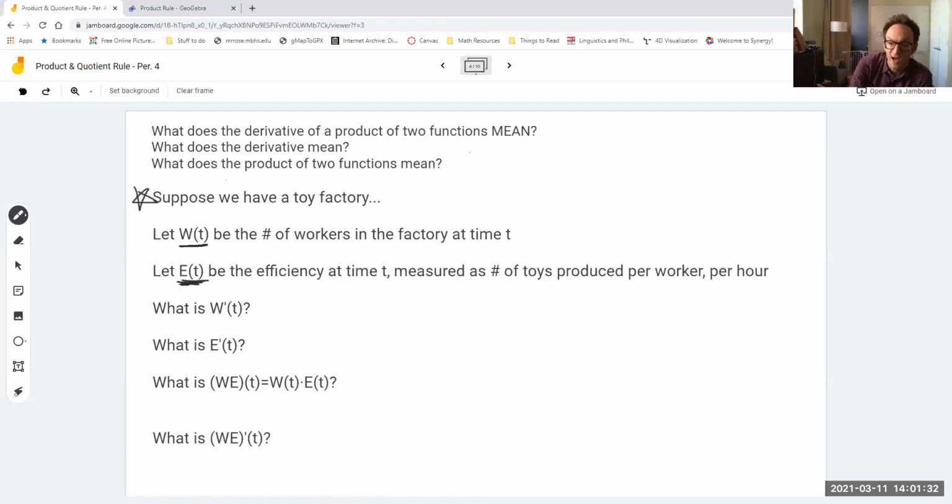Okay, well now we get to our first question. All right, what is, in words now, W prime? Articulate what it is measuring.